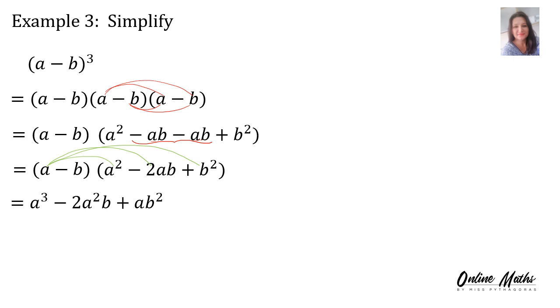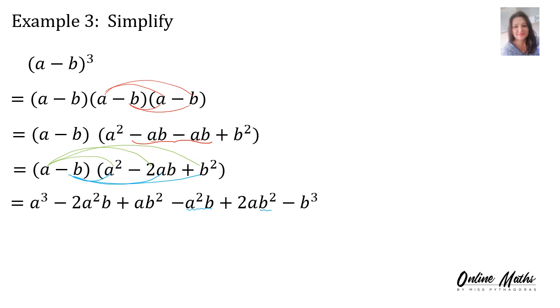Then we take the negative b and we distribute it into all three. So it becomes negative b times a squared is negative a squared b. Again, write a before b. Negative b times negative 2ab becomes plus 2ab squared. And then negative b times b squared is negative b to the 3.